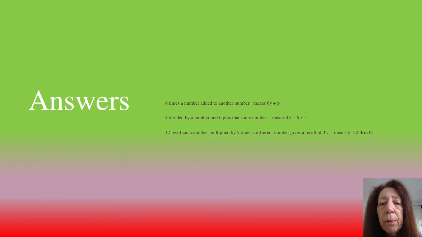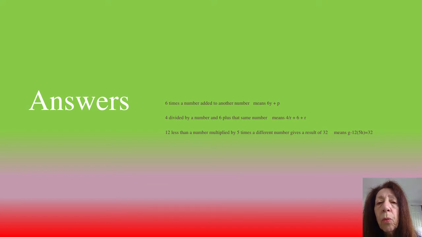The first one might not be so bad. 6 times a number, I used y, 6y, added to, plus, another number, different letter, p: 6y plus p. 4 divided by a number, 4 over r, divided by, and plus 6 plus that same number, same letter, r: 4 over r plus 6 plus r. We good so far?